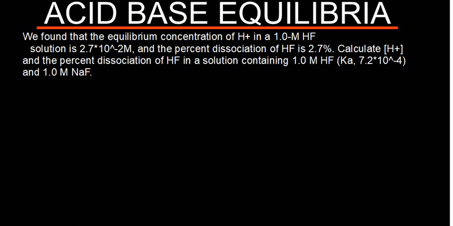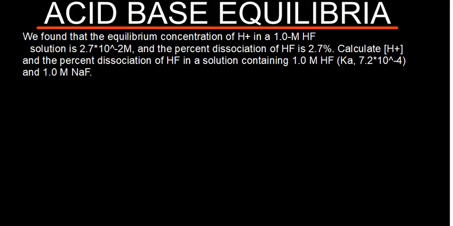For example, today we've been given this question. We found that the equilibrium concentration of H plus in a 1.0 molar HF solution is 2.7 times 10 to the power negative 2 molar, and the percent dissociation of HF is 2.7%. We are asked to calculate the concentrations of H plus and the percent dissociation of HF in a solution containing 1.0 molar HF.